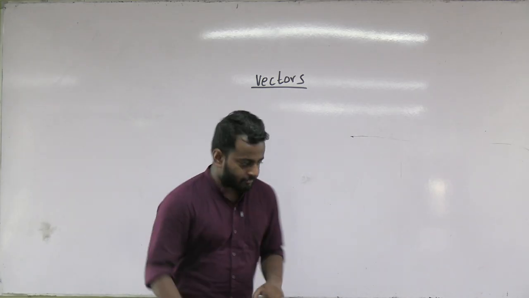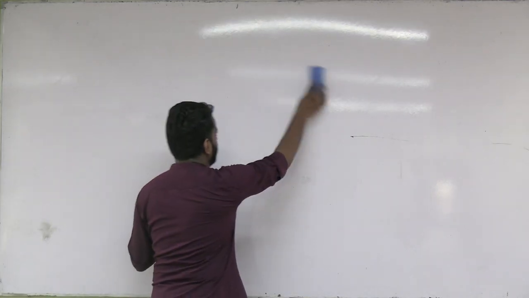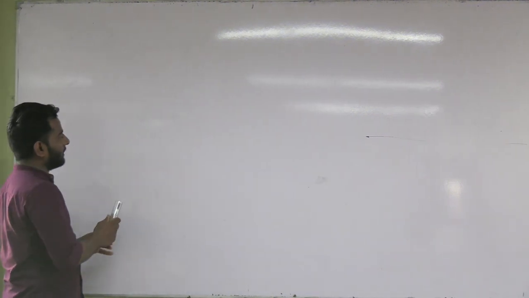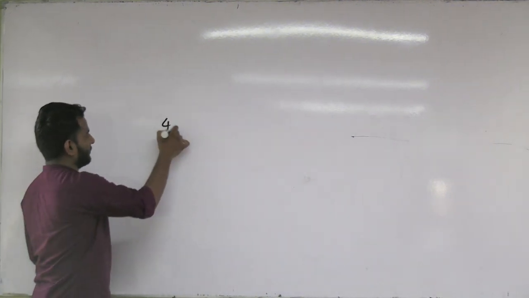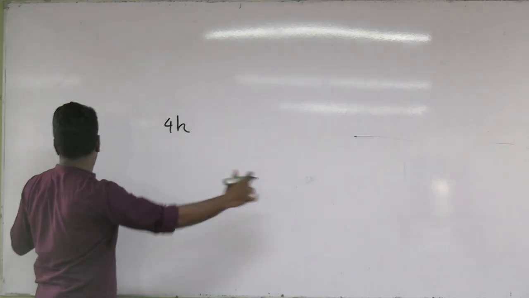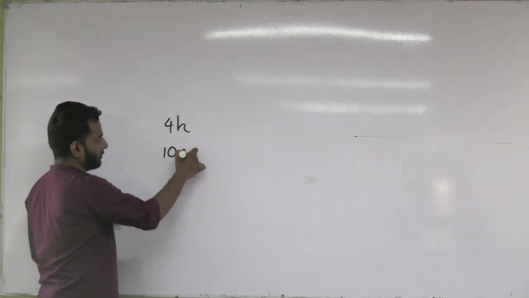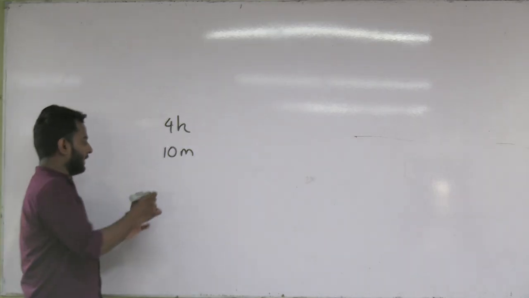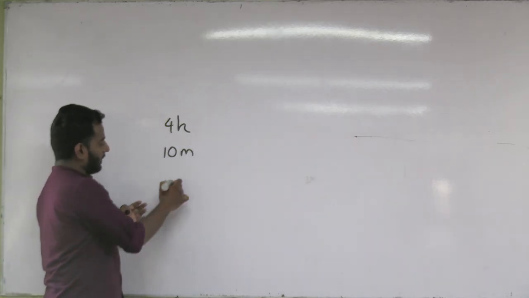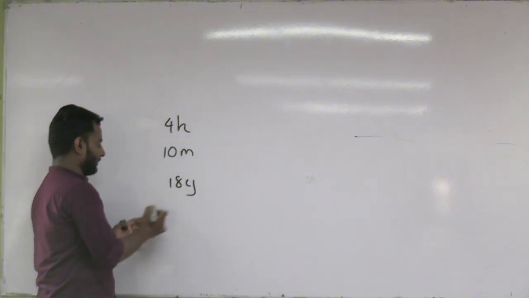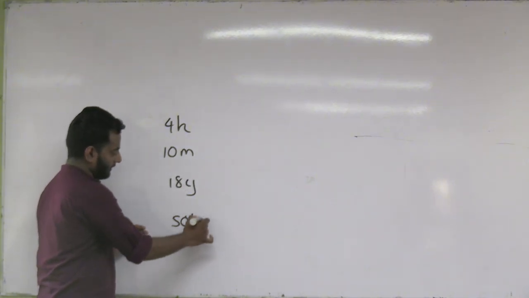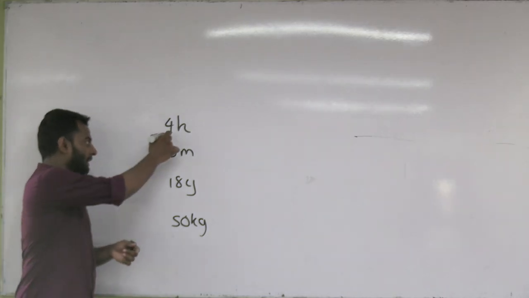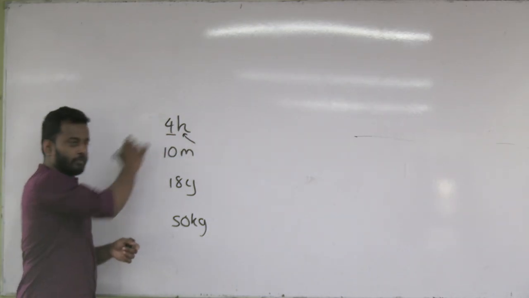Right, so we'll start from here. Now I would be giving you, or rather writing, a few quantities here. For example, I can say the duration of today's class is around 4 hours, and the length of this board is 10 meters. That's not so long, but we'll consider it's 10 meters. And we can say the age of a person is 18 years and the mass of someone is 50 kilograms. So these are a few quantities. Now in these quantities we have a magnitude and a unit.